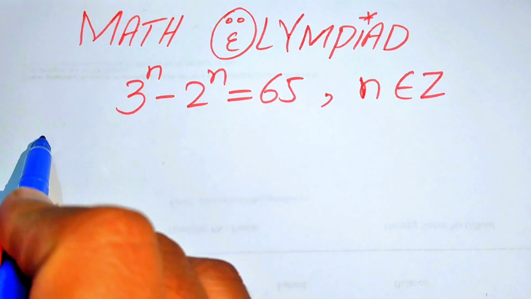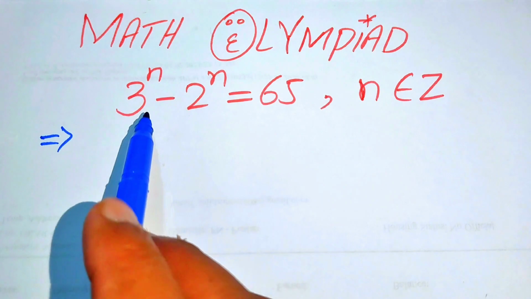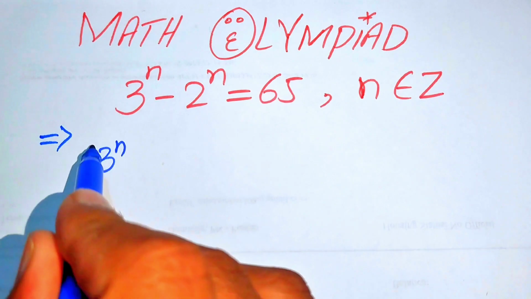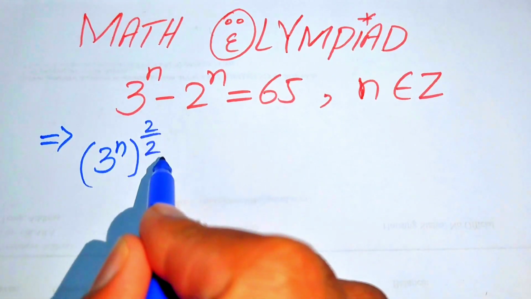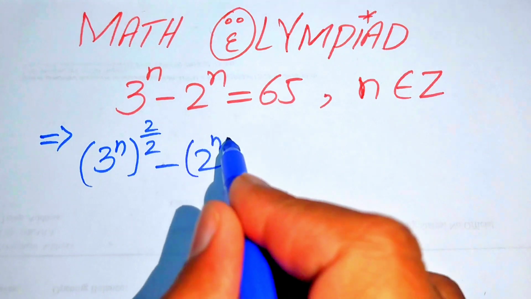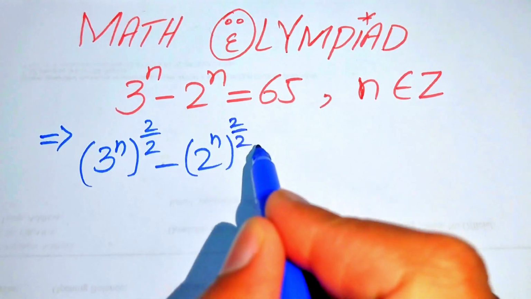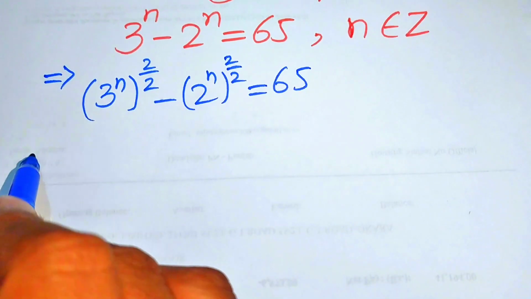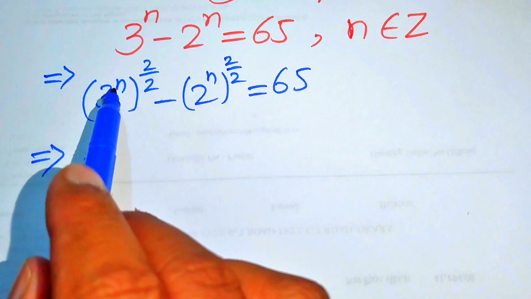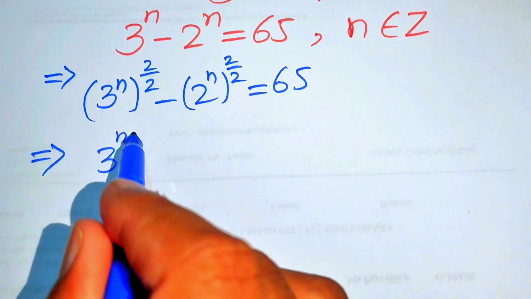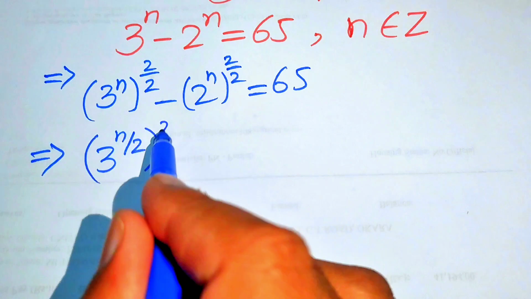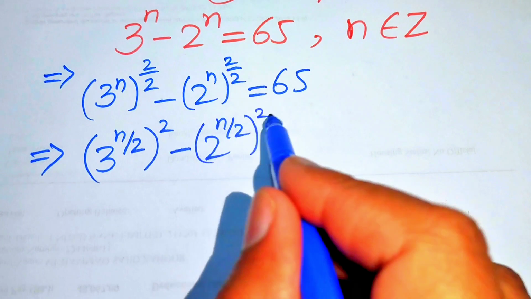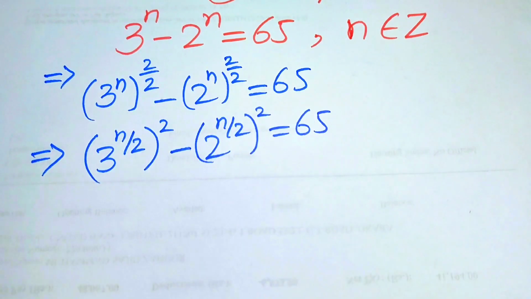The very first step we are going to do is multiply and divide the exponents of both of these terms by 2, and it becomes (3 to the power of n)^(2/2) minus (2 to the power of n)^(2/2) equals 65. In the next step, we use the exponential law. We multiply this 1 over 2 by n and we obtain (3 to the power of n/2) whole squared minus (2 to the power of n/2) whole squared equals 65.